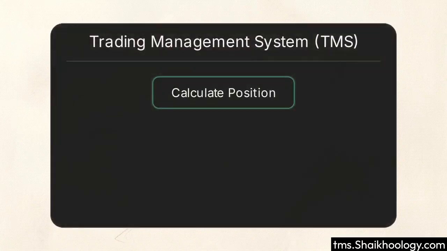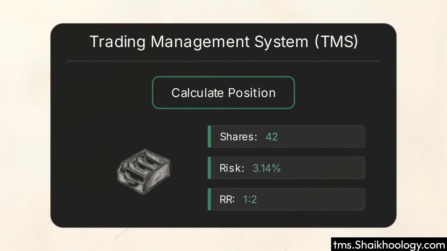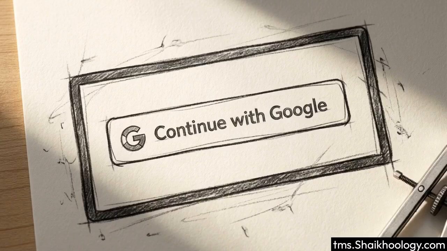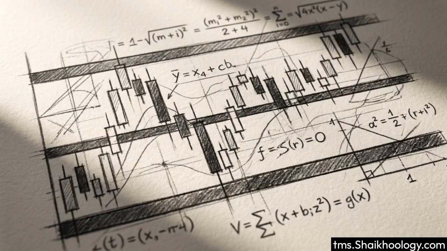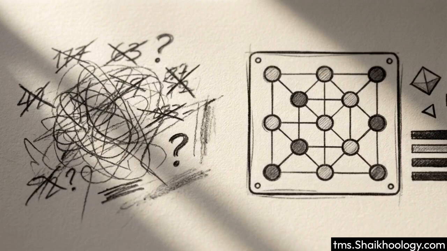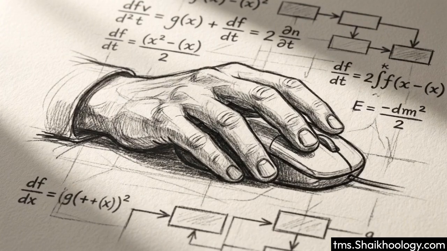We are going to look at the Trading Management System, or TMS. We will walk through how to use this dashboard to mathematically calculate perfect position sizes and log trades that keep your risk strictly contained. To follow along, you need your Google account to log in and a prepared TradingView chart that clearly defines your planned entry, stop loss, and target prices. By bringing those precise numbers into the TMS, you remove emotional guesswork. You stop trading based on how you feel and start executing with calculated precision.